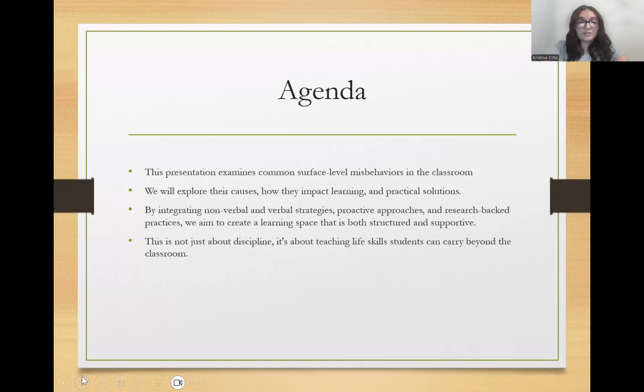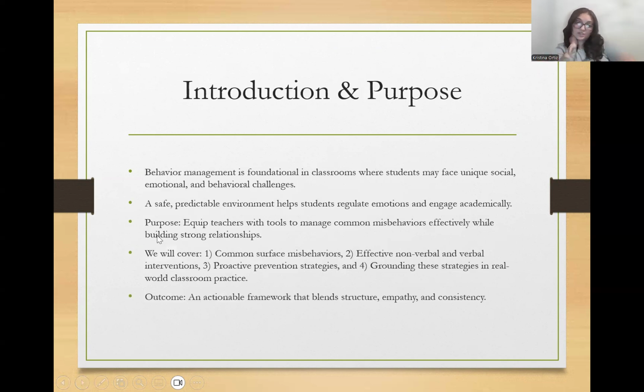So the agenda. This presentation examines common surface level behaviors in the classroom. We will explore the causes of these behaviors, how they impact learning, and practical solutions to these behaviors. By integrating nonverbal and verbal strategies, proactive approaches, and research-backed practices, we aim to create a learning space that is both structured and supportive. This is not just about discipline, it's about teaching life skills students can carry beyond the classroom.